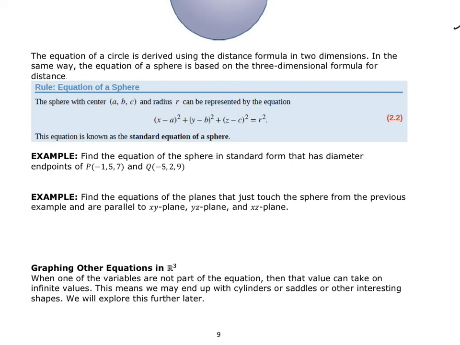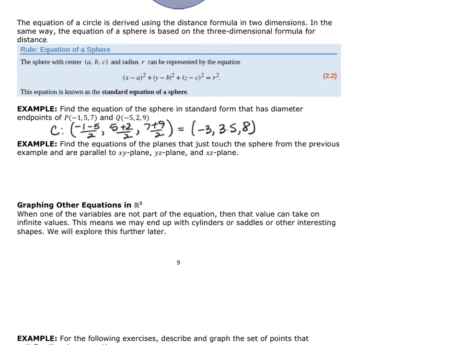If we're asked to find the equation of the sphere in standard form, which has a diameter with endpoints -1, 5, 7 and -5, 2, 9, the first thing I'm going to need to do is find my center, and that's the midpoint. So if these are the endpoints of the diameter, then the center is going to be located at the midpoint. So I take -1 plus -5 divided by 2, 5 plus 2 divided by 2, and then 7 plus 9 divided by 2. So my center is going to be located at -3, 3.5, and 8. Now I want to find the radius, so I can find the diameter and divide it by 2.